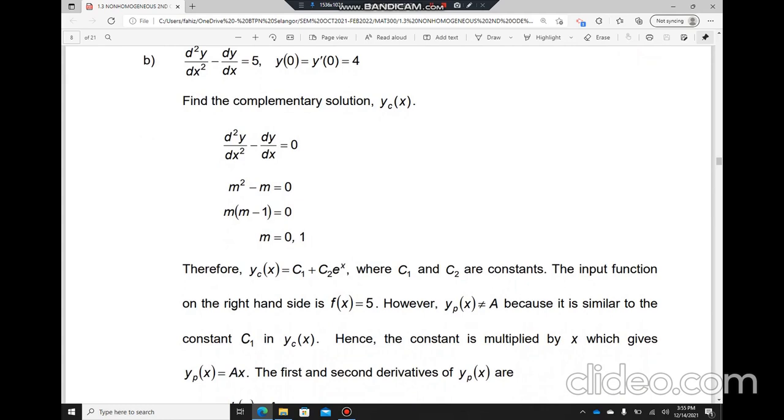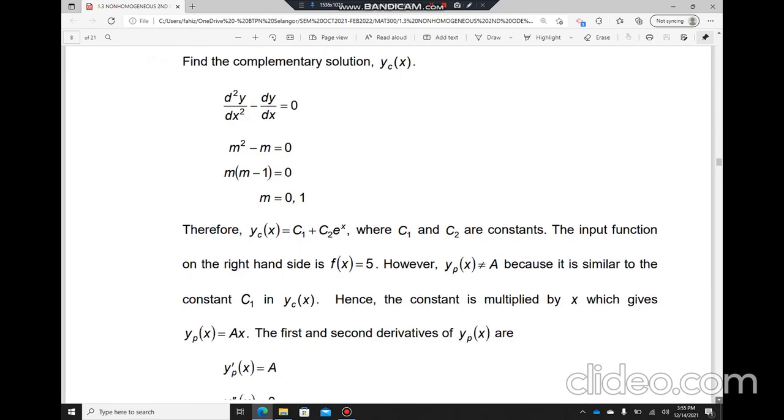Okay, nak cari complementary solution, tukar pada auxiliary equation m square minus m equals 0 and then factorize. So you get m equals 0 and 1. Okay, so yang ni roots dia sama juga macam tadi, real and distinct. Maknanya real tapi berbeza. Therefore, YC equals C1 plus C2 e^x. Yang ni dah tak ada e^x dekat C1 because e^0, e power of 0, dia akan jadi 1 lah kan.